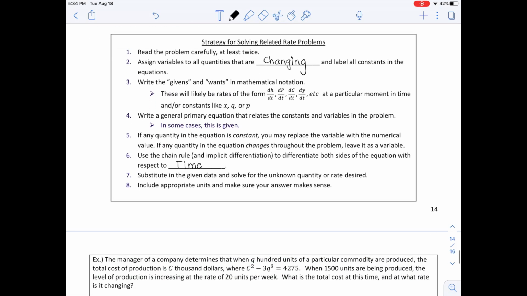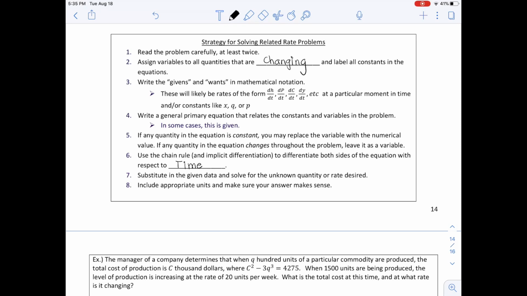So we have some steps here to kind of go through. Strategies for solving related rate problems. First, read the problem carefully at least twice. Two, assign variables to all quantities that are changing and label all constants in the equation. Step 3, write the givens and the wants in mathematical notation. These will likely be rates of the forms dh/dt, dp/dt, dc/dt, dy/dt, etc. at a particular moment in time, and/or constants like x, q, or p. I want you guys to notice that all of those derivatives or rates are with respect to time.